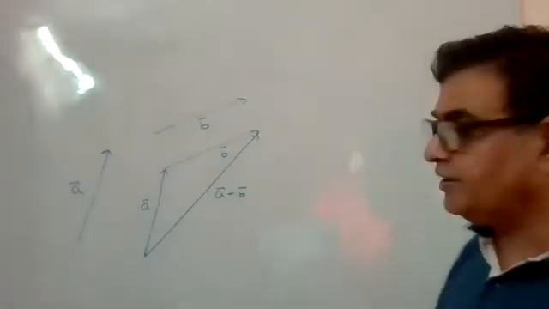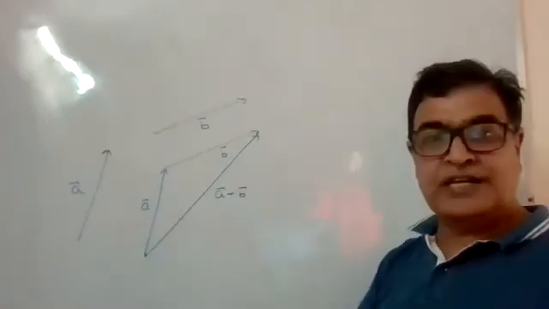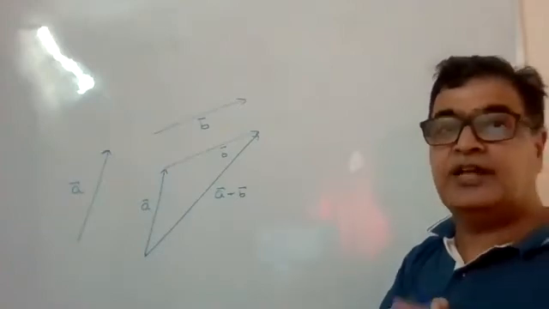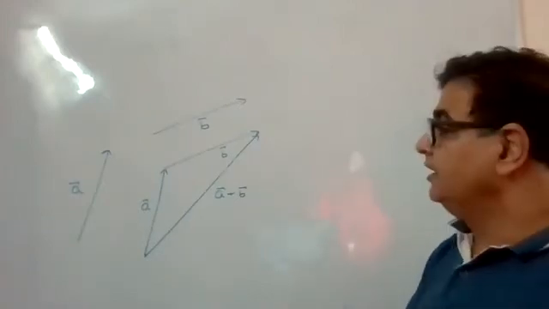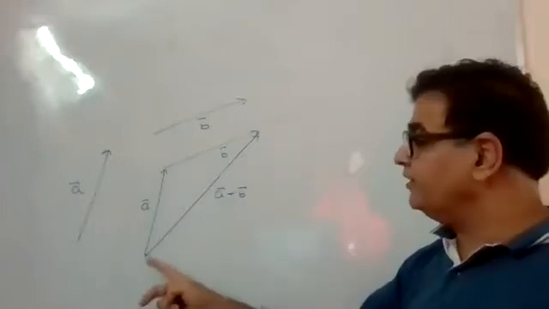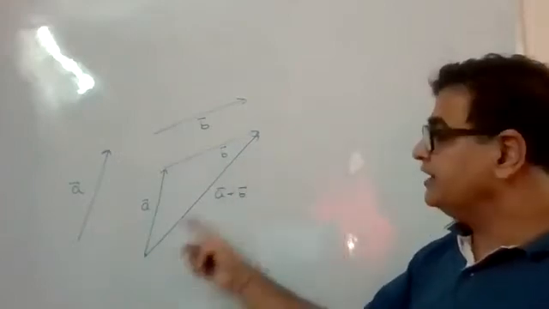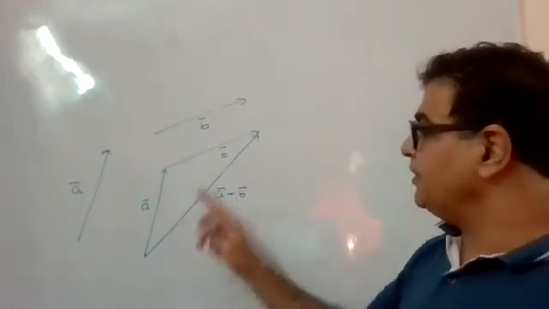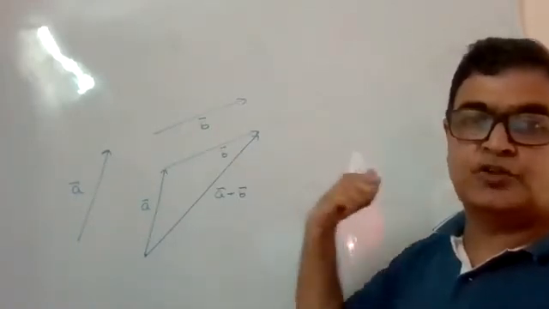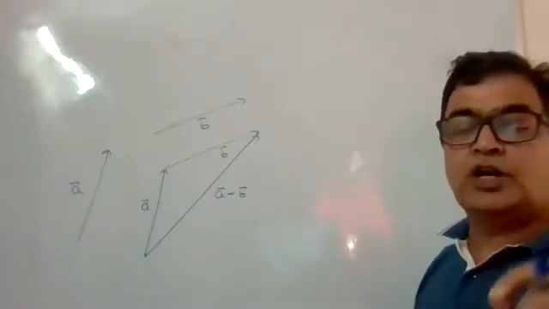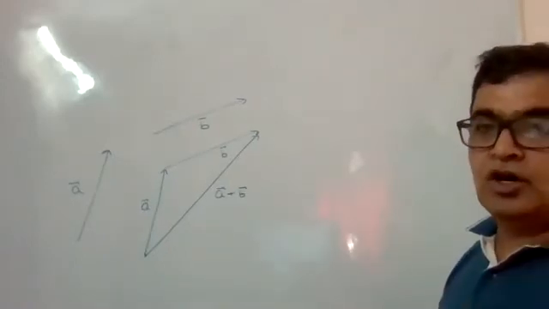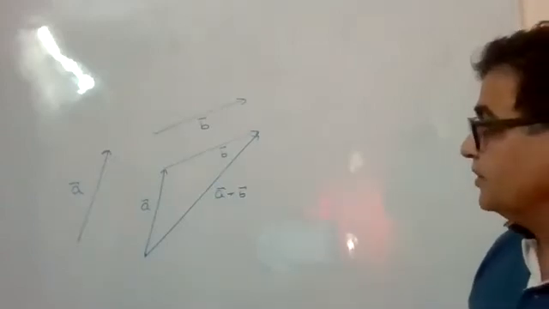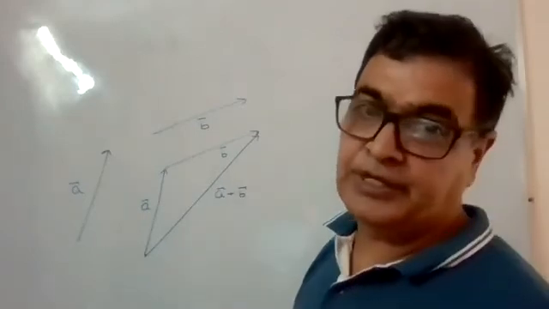So when you add two vectors, what do you do? The first vector's head will be joined with the tail of the second vector, and then we complete a triangle. Then they are in the same order, and this will be in the reverse order. When this goes in reverse order, it will become A plus B. This is the addition of two vectors. This is called the law of triangle, or the triangle law of addition of vectors.